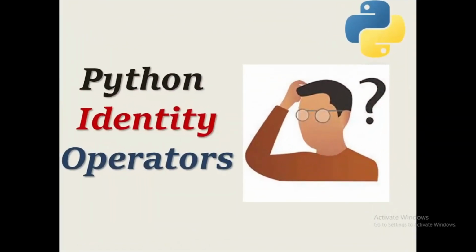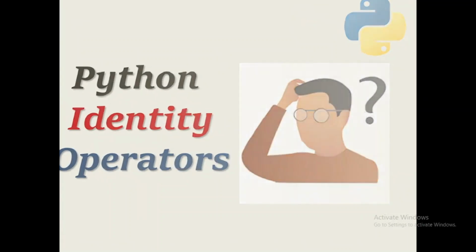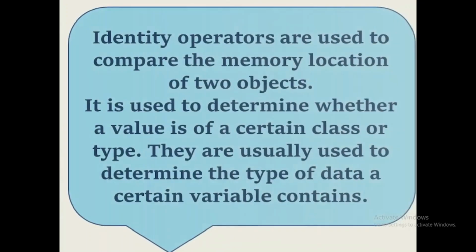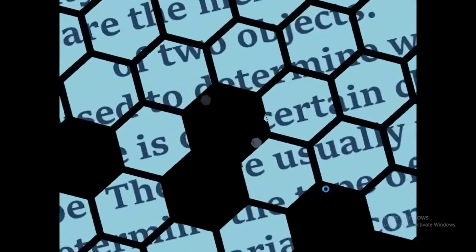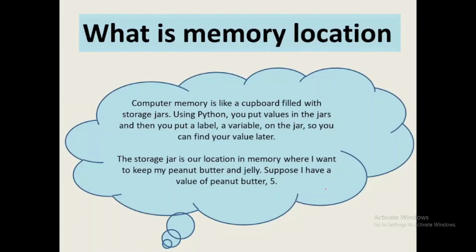Our today's topic is Python identity operators. What are Python identity operators? What basically is meant by Python identity operators? Basically, the Python identity operators are used to compare the memory location of two objects. They are used to determine whether a value is of a certain class or type, and to determine the type of data a certain variable contains. As I already told you, identity operators are used to compare the memory location of different variables.